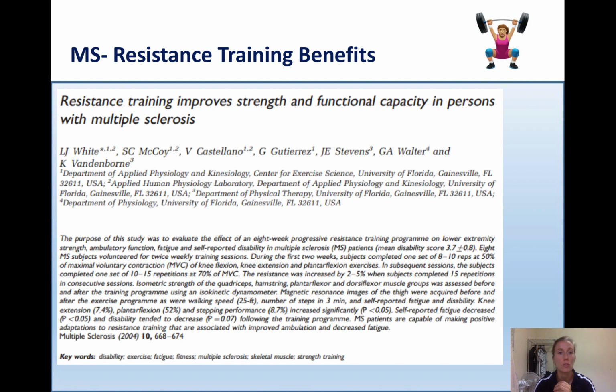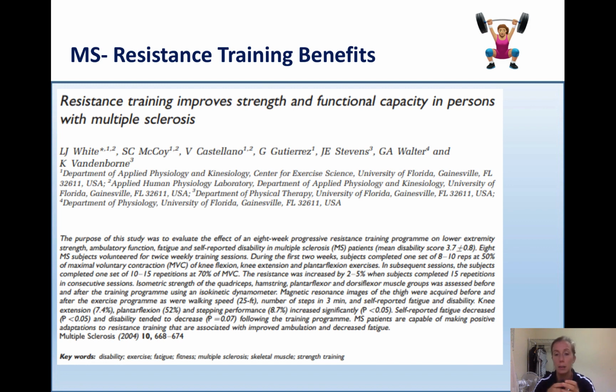So moving on to resistance training. The first study I'll present here is resistance training improves the strength and functional capacity in persons with MS. So 8 MS subjects volunteered. They completed twice weekly training sessions. I believe this was various exercises, 8 to 10 reps at 50% of MVC, which is the maximal voluntary contraction. So knee flexion, knee extension, plantar flexion exercises, all based in the lower extremity.